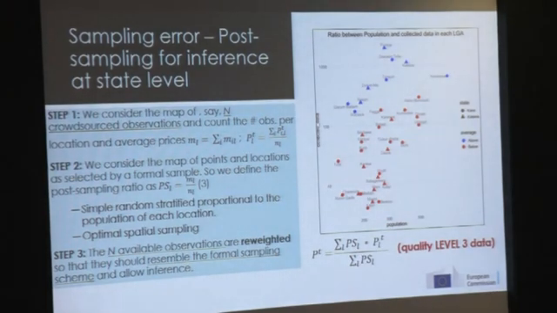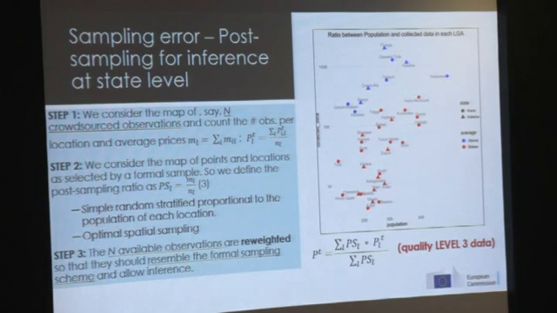So we need to correct for this, and for that we run these 3 steps. First, we consider the map of, for example, n crowdsourced price observations, we count the number of observations in each location, and we run a simple average within each location. Then in step 2, we consider a map of points and locations as selected by a formal sample design, and we can use 2 different formal sample designs: the simple random stratified proportional to the population numbers, or the optimal spatial sampling.